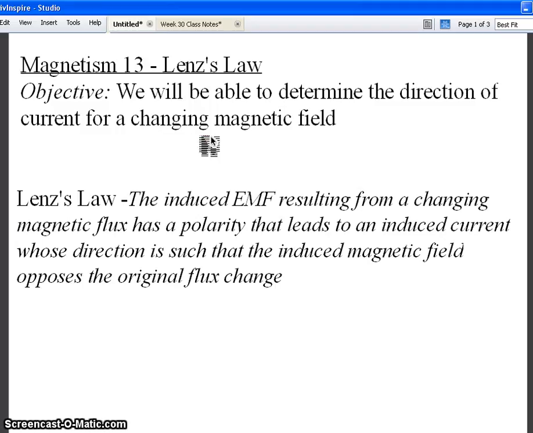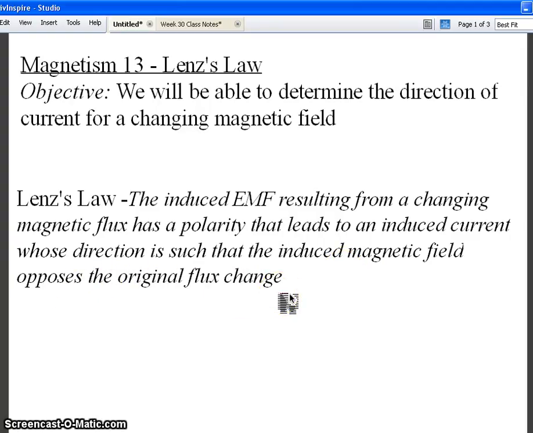So this is Lenz's Law, verbatim. Lenz's Law: The induced EMF resulting from a changing magnetic flux has a polarity that leads to an induced current whose direction is such that the induced magnetic field opposes the original flux change.